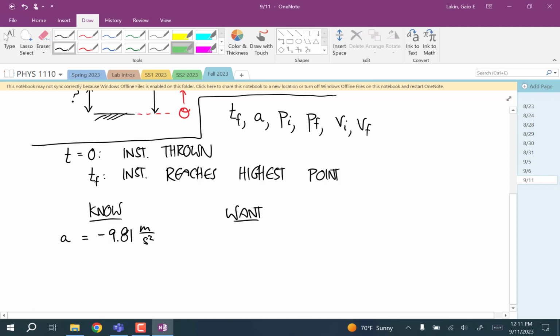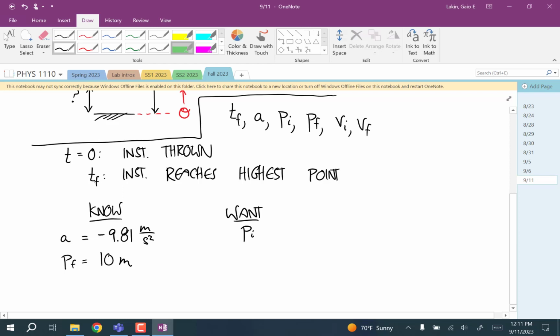We don't know that. We're trying to find that. We're trying to find the position at time equals 0. Okay? Do we know the position at time final? That we know. So P final is 10 meters.